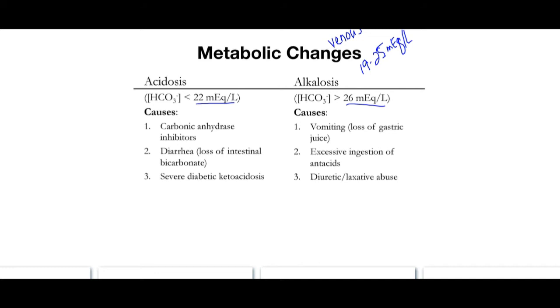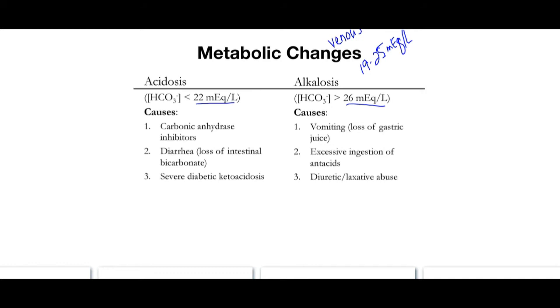Severe diabetic ketoacidosis, I mean, it's right there in the name. That will also be something that will be the result of too much acid to be able to be buffered and accounted for with your bicarb. Because bicarb is a base, when it drops below a certain point, you're considered acidotic.